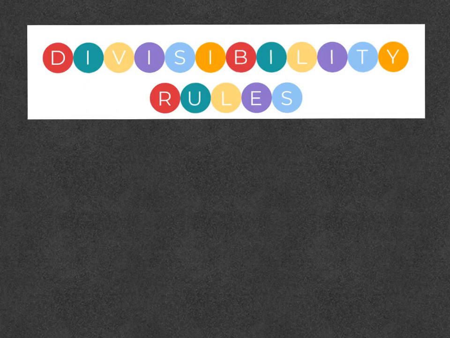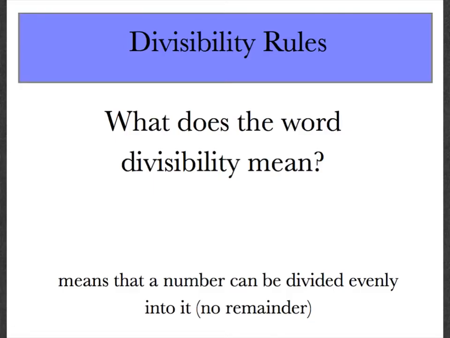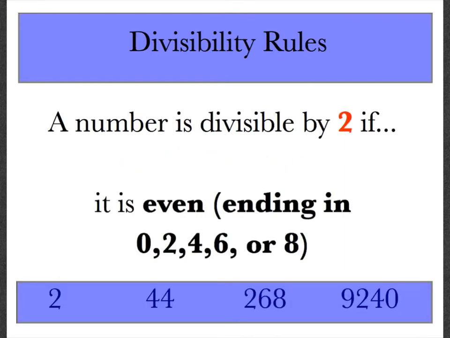All right, everybody, today we're going to talk about divisibility rules. So the word divisibility is a gigantic word. So the question is always, what does the word divisibility mean? It means that a number can be divided evenly into it without a remainder, okay? So instead of doing long division for every number, there are some tricks or some number patterns that we can use to help us figure out if a number is divisible by something.